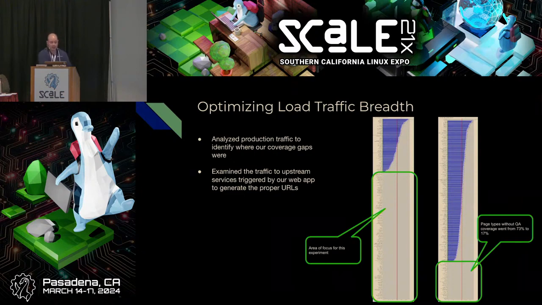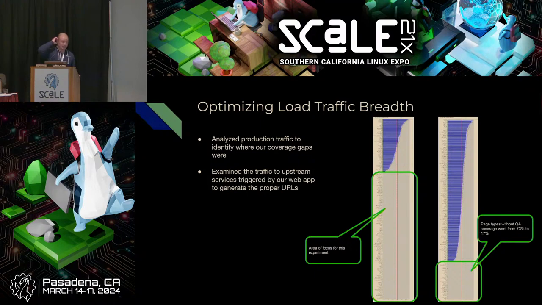So with that clarity in mind, for us at Edmunds, we first set out to focus on improving our breadth. That is the green box there, in terms of the page types that did not have any coverage at all. So what we did here was we analyzed production traffic, and we identified the gaps in coverage for things that were getting traffic in production, but were not getting any coverage in our QA environment for load test. We also analyzed the upstream traffic as well, because as we mentioned, they're tightly coupled together.